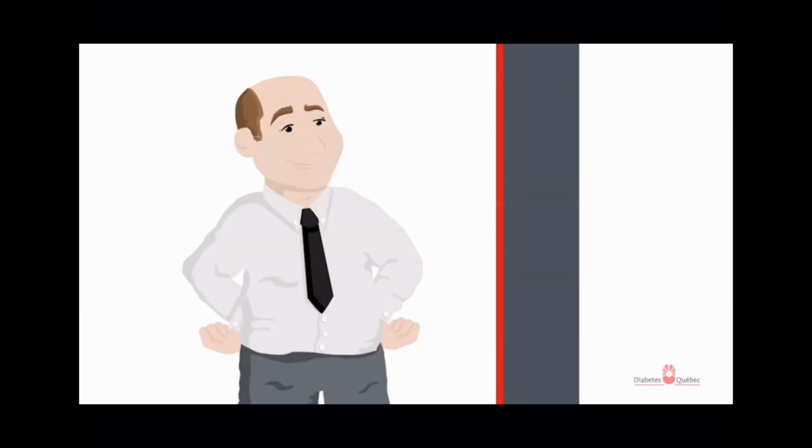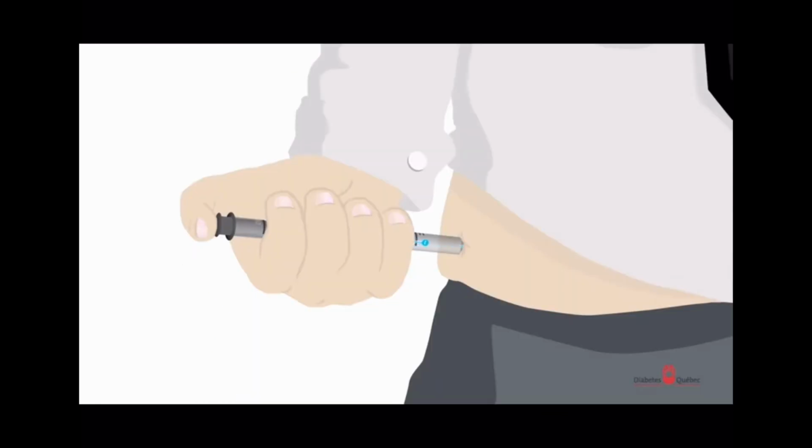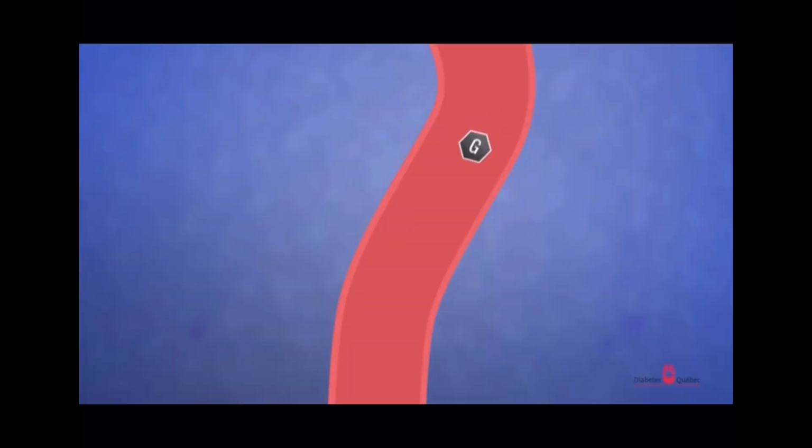The symptoms of hyperglycemia include thirst, frequent urination, and fatigue. Over the long term, it can cause damage to the eyes, kidneys, nerves, blood vessels, and heart. In order to avoid hyperglycemia, people with type 1 diabetes must inject insulin every day. Injected insulin allows glucose to enter the body cells to be used for energy.